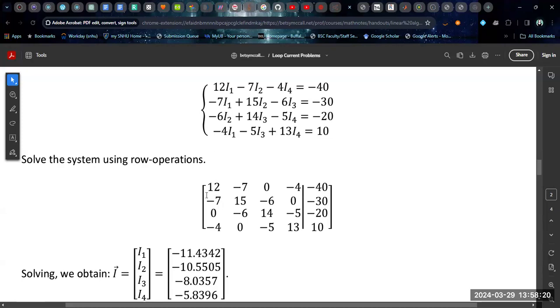So the first equation becomes 12, negative 7, 0, because there's no I3, minus 4, and then minus 40. And then we have 7 and 15 and minus 6 and 0 for I4, and our minus 30. There's no I1 in this equation, so 0, minus 6, 14, minus 5, and minus 20. And then finally, minus 4, there's no I2, minus 5, 13, and 10.